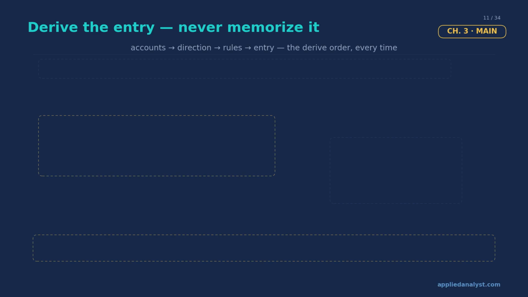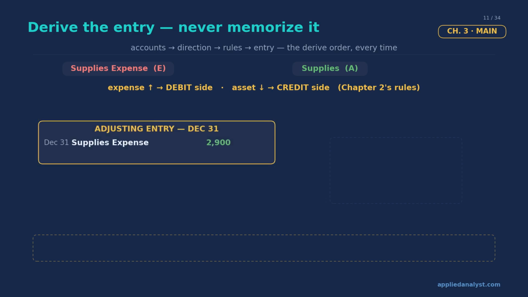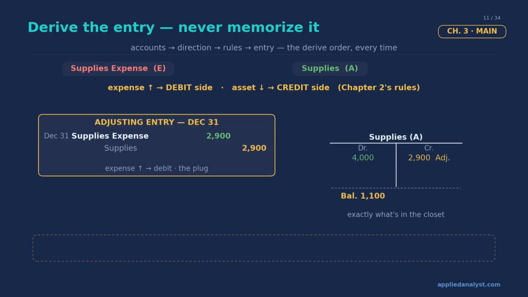Used. Let's derive the entry. Never memorize, always derive. Which accounts? Supplies expense, an expense, and supplies, an asset. Which direction? The expense grows, the asset shrinks. Now Chapter 2's rules. Expenses grow on the debit side, assets shrink on the credit side. So, debit supplies expense, $2,900. Credit supplies, $2,900. Watch it land in the T account. Unadjusted balance, $4,000. Credit, $2,900. Adjusted balance, $1,100. Exactly what's in the closet.